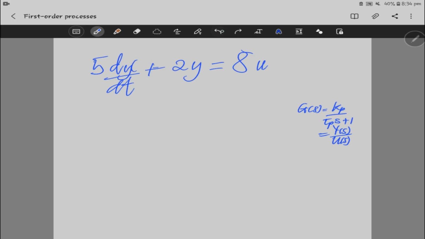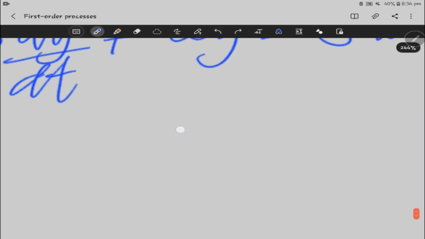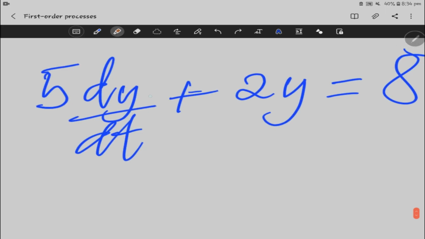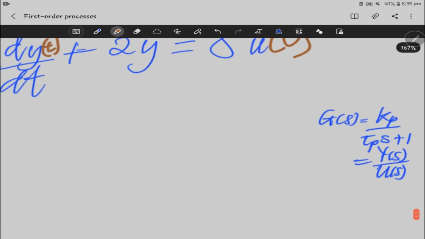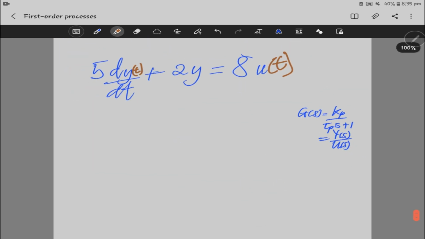And then the u will be the input, which in this case we will call the forcing function, the change that we are affecting the system. So that will mean that after we do the Laplace transform, we can end up getting this Y of s and then U of s.